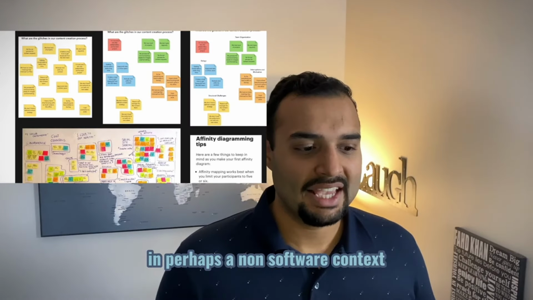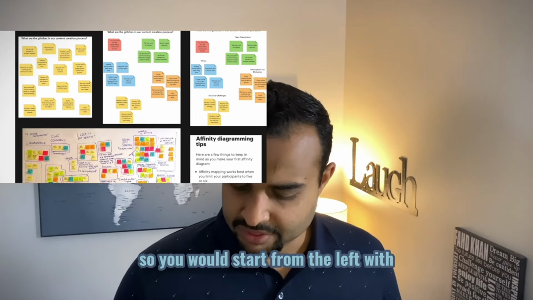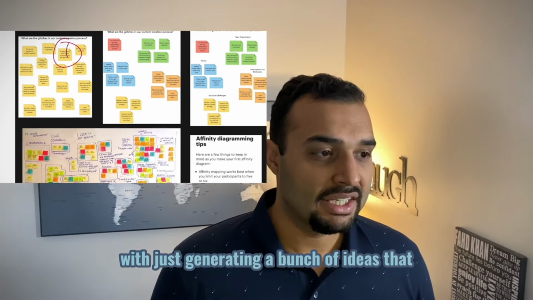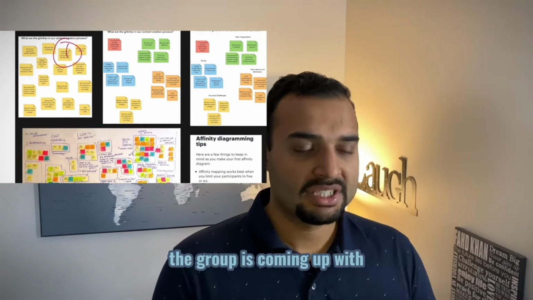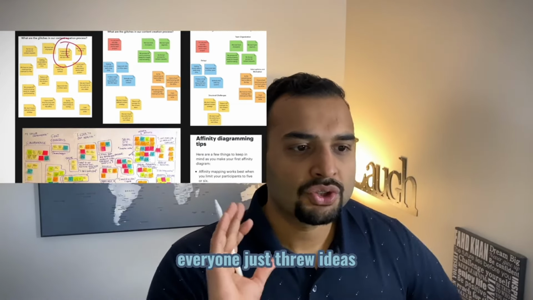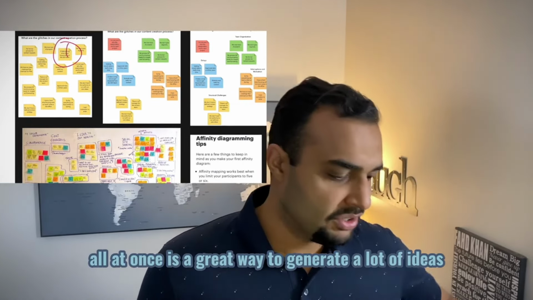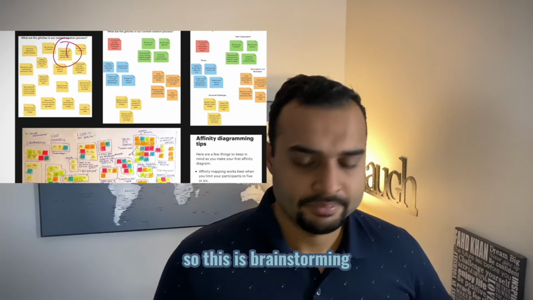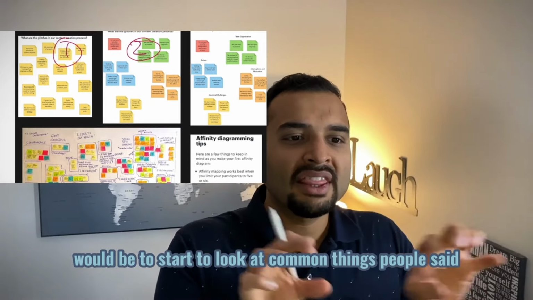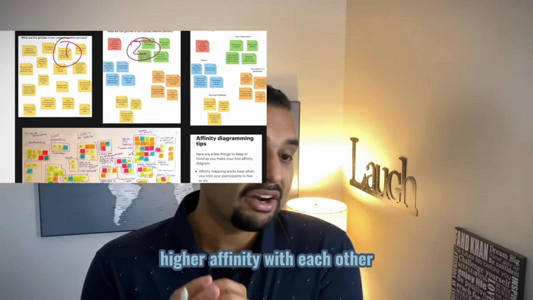Affinity maps can look like this in perhaps a non-software context. You would start from the left with just generating a bunch of ideas that the group is coming up with. This is a design exercise around content creation. Everyone just threw up ideas. There's no good, there's no bad. It's just throwing up ideas all at once. It's a great way to generate a lot of ideas. So this is brainstorming. Then step number 2 would be to start to look at common things people said and cluster them, or somehow identify them as higher affinity with each other.